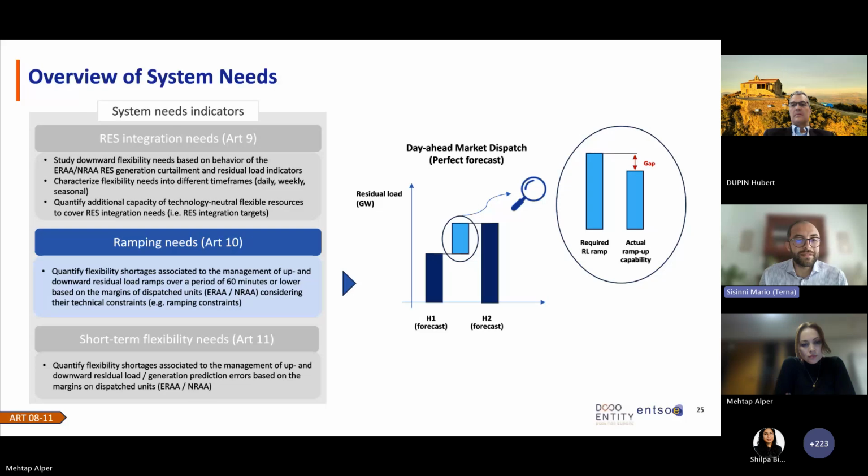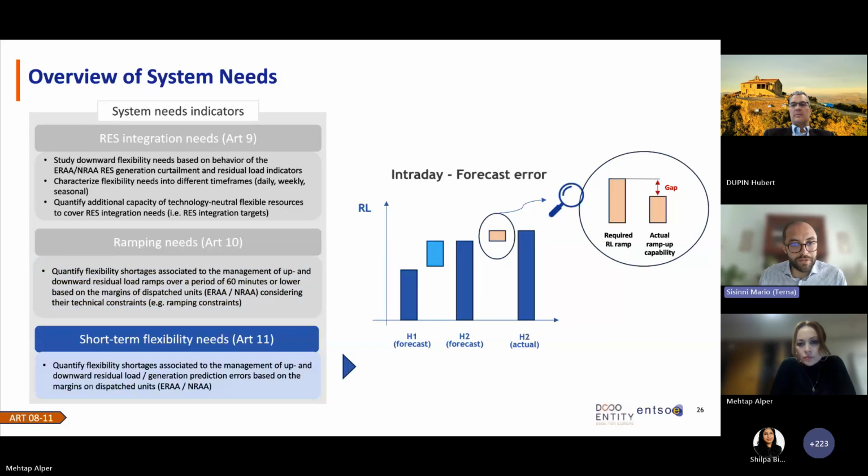And then if you go to the next slide, it's continuing a bit the same logic that I was mentioning for the ramping needs, but passing from what is a perfect forecast into what is a forecast error. So getting closer to real time, we also need to check if we are capable of meeting not only the variation from one hour to the other of the residual load, but also some extra variation, basically, that could come from an error in the forecast of generation and demand.